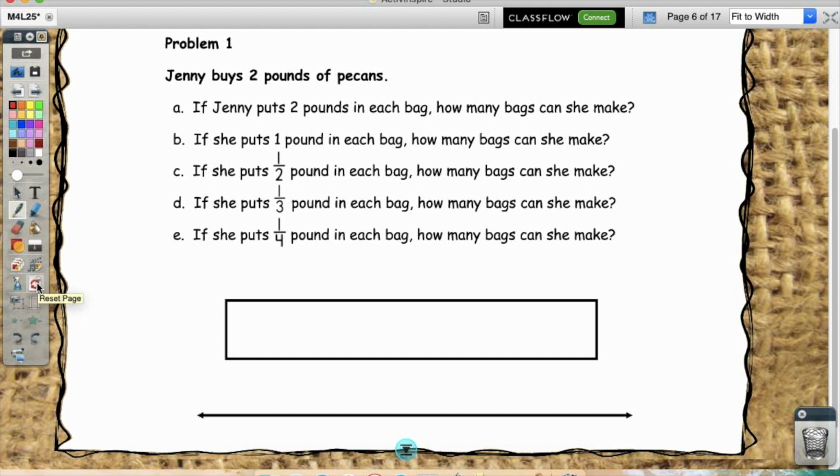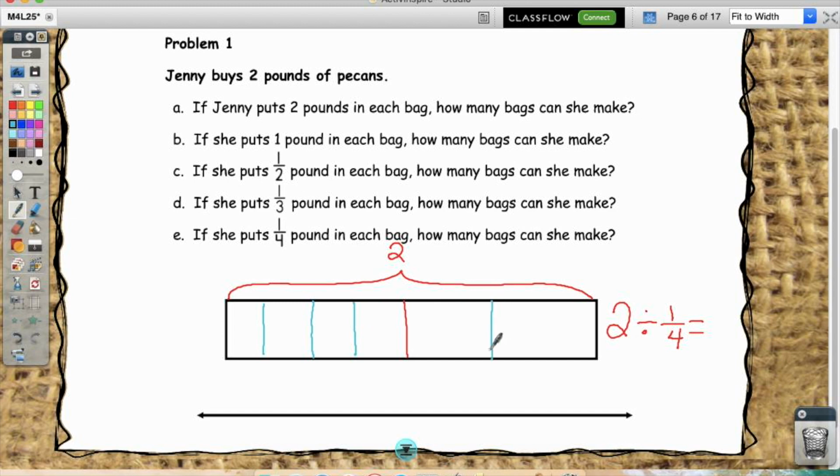So Jenny has 2 pounds of pecans. She puts a 1/4 pound in each bag. What's my problem going to be? 2 divided by what? 1/4. Okay, so if this is the case, she starts out with the same number, doesn't she? Yeah. Okay, and we've got 1 whole and 2 whole. And then what am I dividing each whole into? 4ths.